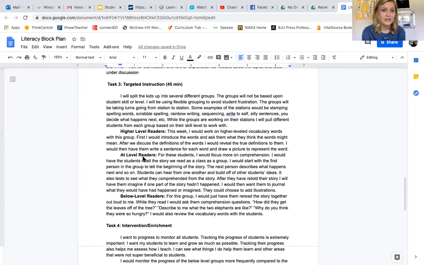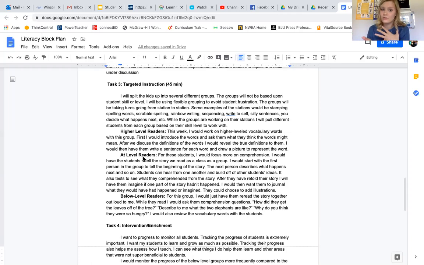So on to task 3. This is targeted instruction. This would probably be roughly about 45 minutes. I would split the kids up into several different groups. Now the groups aren't based upon skill because I don't want the kids to feel like, oh, I'm not in the smart group, or I'm really not smart because I'm in the low group.